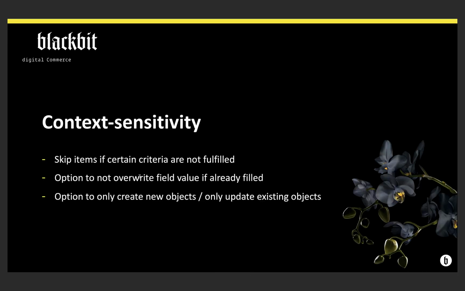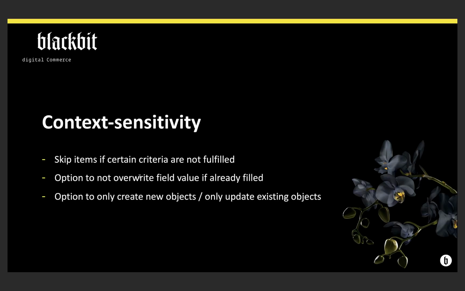Then there's the option to only create new objects or only update existing objects. This is important when you edit the data for one object from multiple data sources. For example, you have the import from the ERP system, which creates the business data like SKU, product name, and such things. But then you also have an import from the media server, which automatically assigns the images, the product images, based on the image file name.